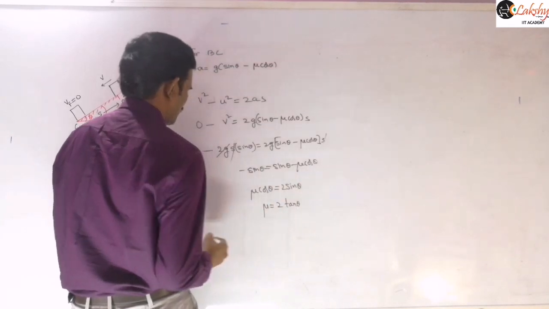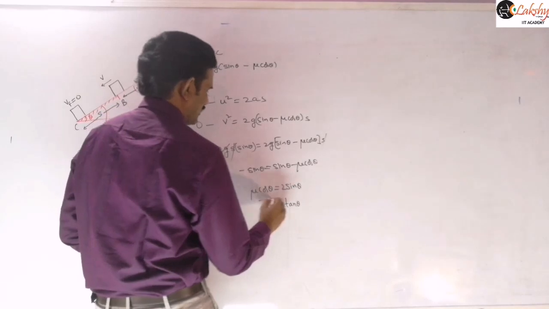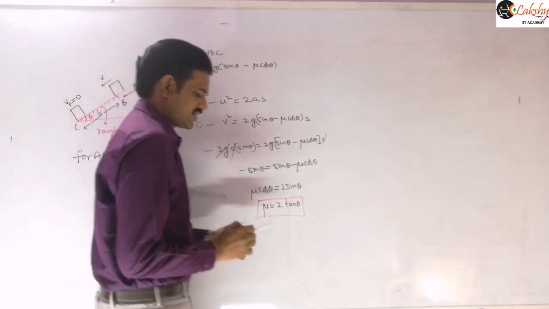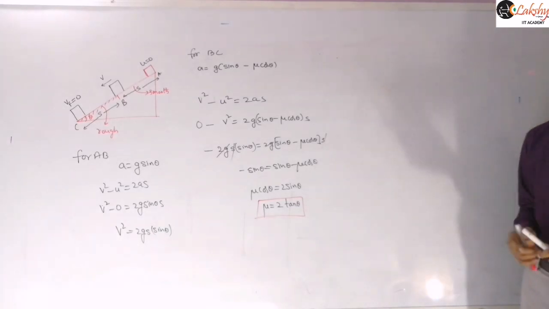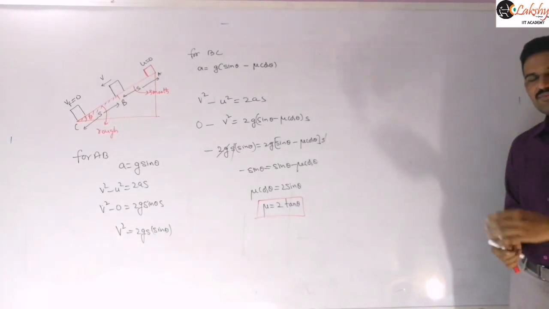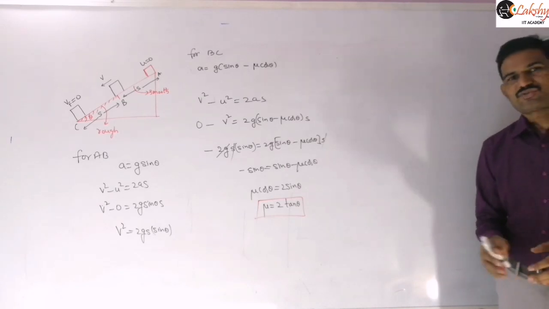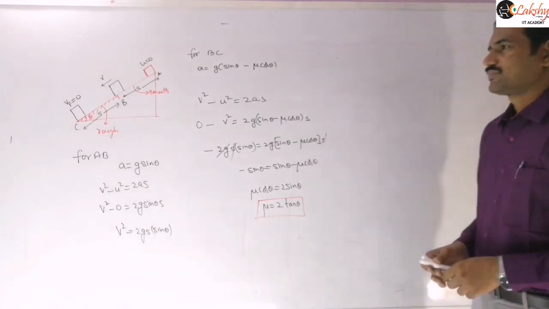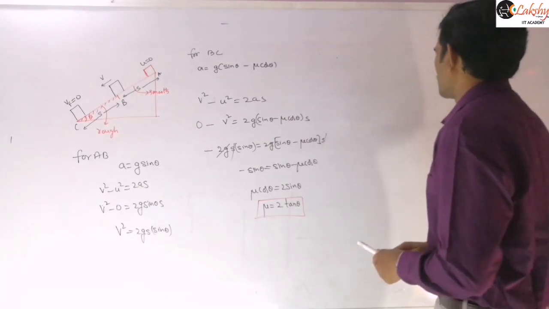So this will be the coefficient of friction for the lower half. Is it clear? It is just an application of v square minus u square is equal to 2as, which we need to apply twice. This problem was given in the mains examination previously, and in the recent examination also they gave this problem. Next, let us write one more problem based on this inclined plane.